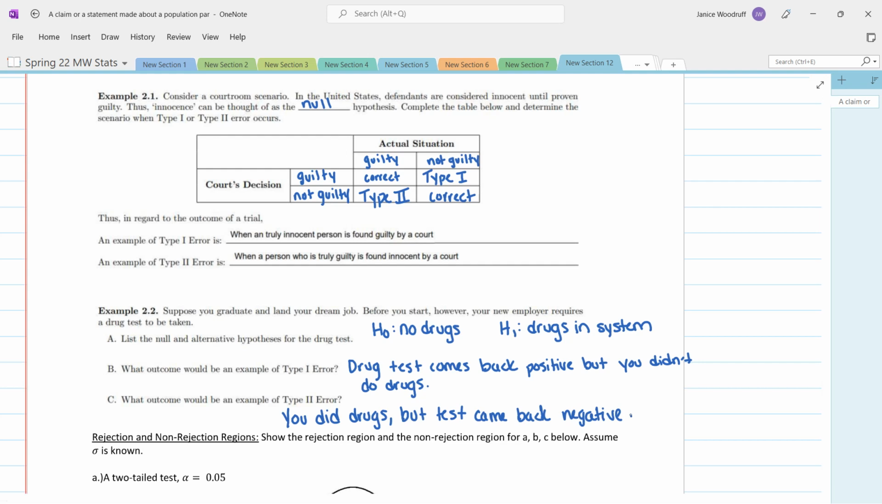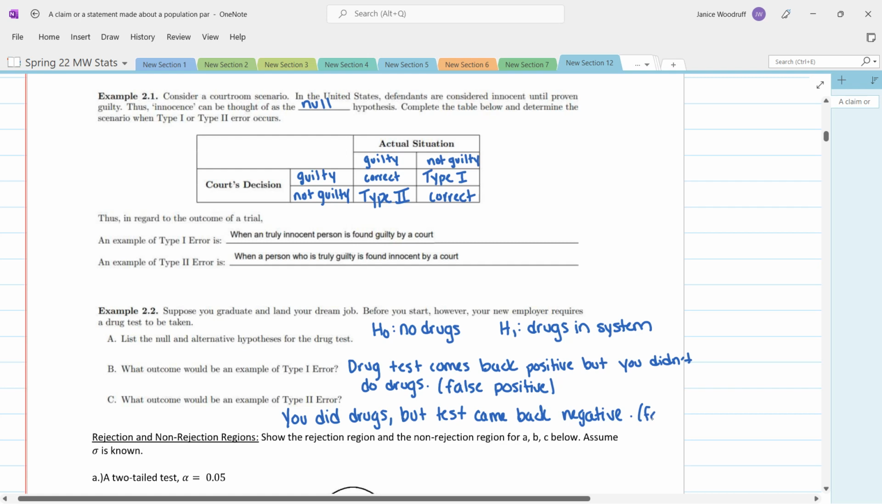Okay, so in other words, type 1, we could say that is a false positive. Type 2, false negative.